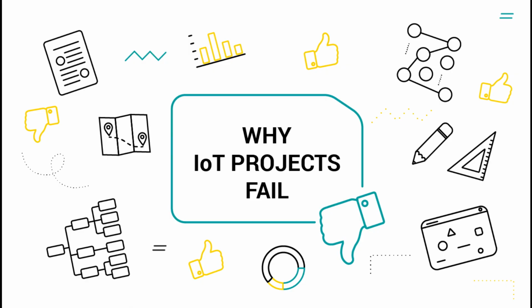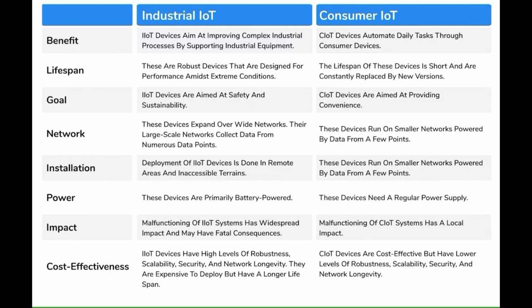Hello, today we are going to discuss a very important topic: why IoT projects fail. Before we get into that, let's understand two different types of IoT. One is CIoT, which is consumer IoT, and the other type is IIoT, which is industrial IoT. The difference is that CIoT focuses on convenience for the customer, whereas IIoT is strongly focused on the industry and is more system-centric.